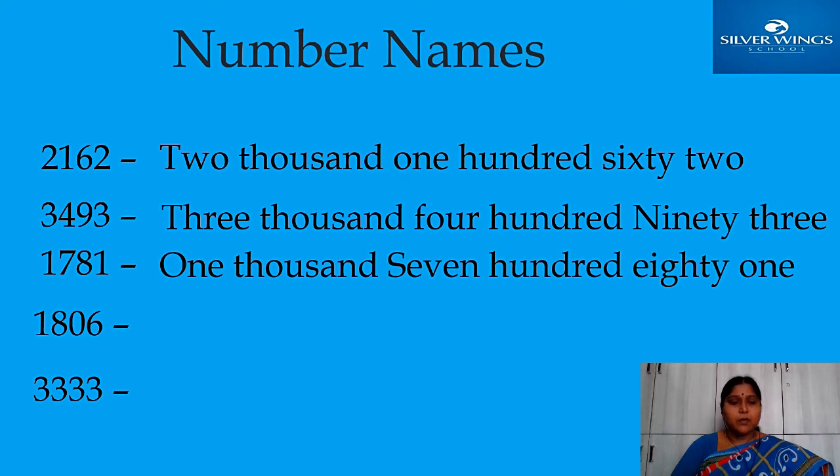Here I gave 1806. Where is 8? 8 is in which place? 8 is in hundreds place. 1 is in thousands place. 0 is in tens place. And 6 is in ones place. Always you should rewind in your mind the places. Okay, then only you should write the number name.